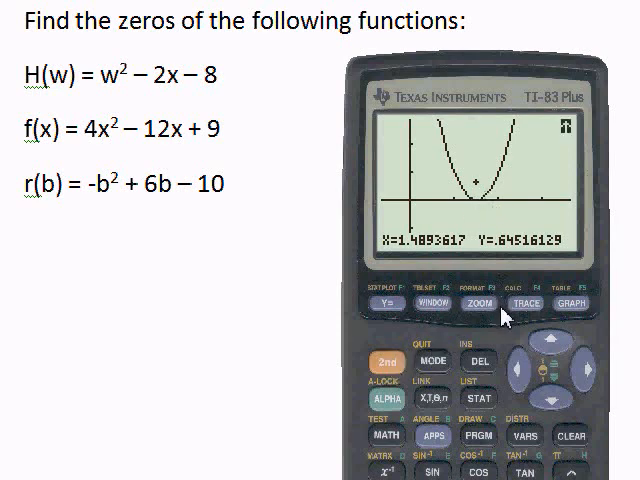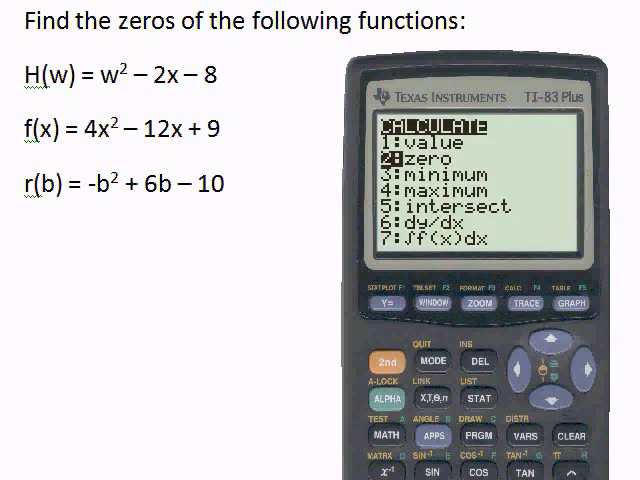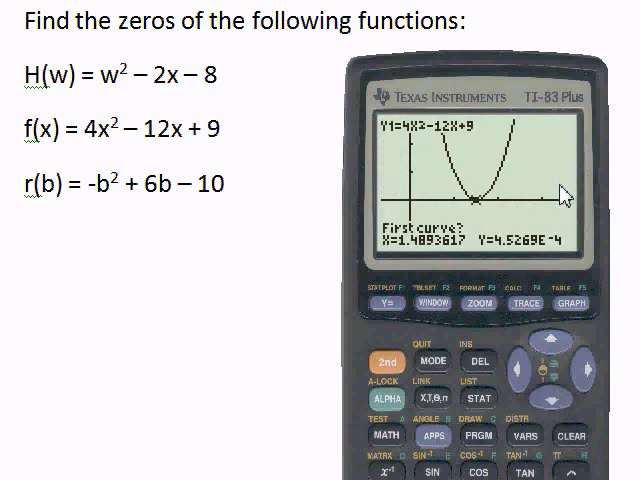So we're going to go second trace, down to intersection. I'm just about on top of that intersection, so press enter, and press enter again. And our 0 is x is equal to 1.5 for that second function. So I write x is equal to 1.5.